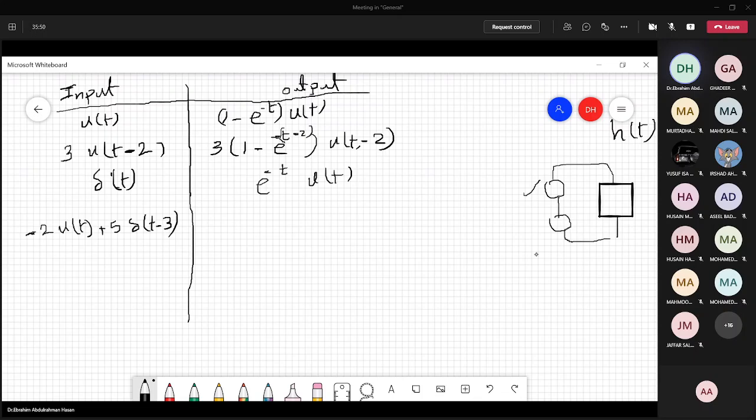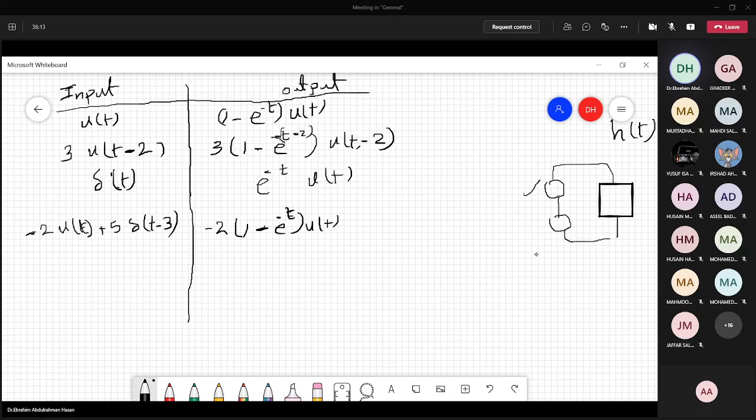applying superposition. So the output from here, for minus 2 u of t, for u of t it is this. We just scale it with minus 2, so it is equal to minus 2 times 1 minus e to the power of minus t, u of t. So this is the output from this one.